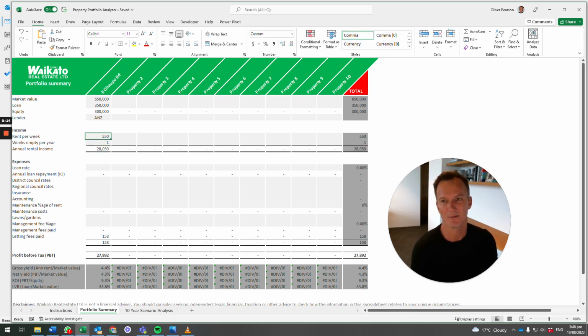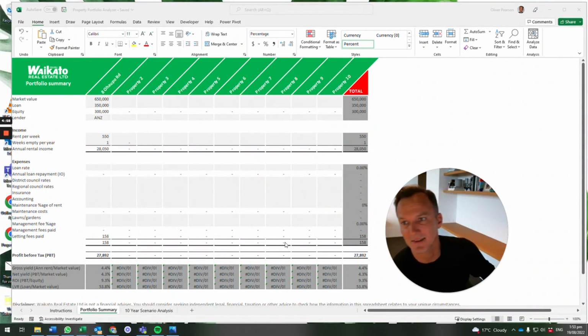In practice, though, we tend to find that we're running at about 1 or 2 weeks empty every 4 years, given most tenancies these days are averaging around 4 years. So that gives us 52 weeks times 550 minus the 1 week that's empty, gives us our annual rental income of $28,050. Okay, now we're on to our expenses.